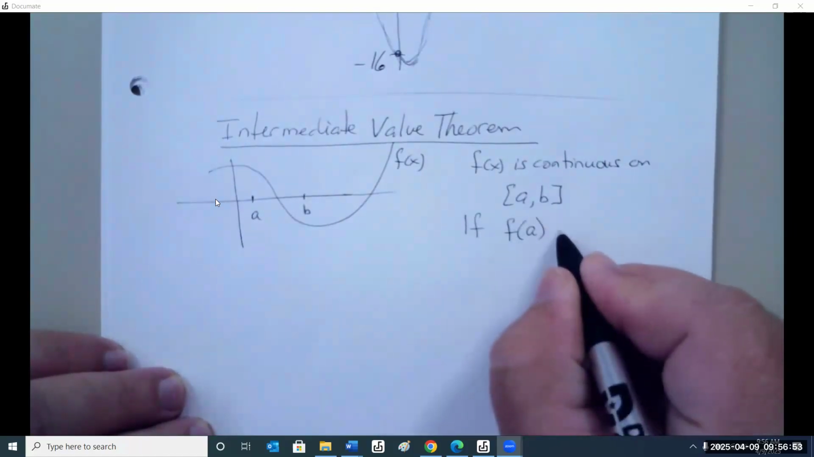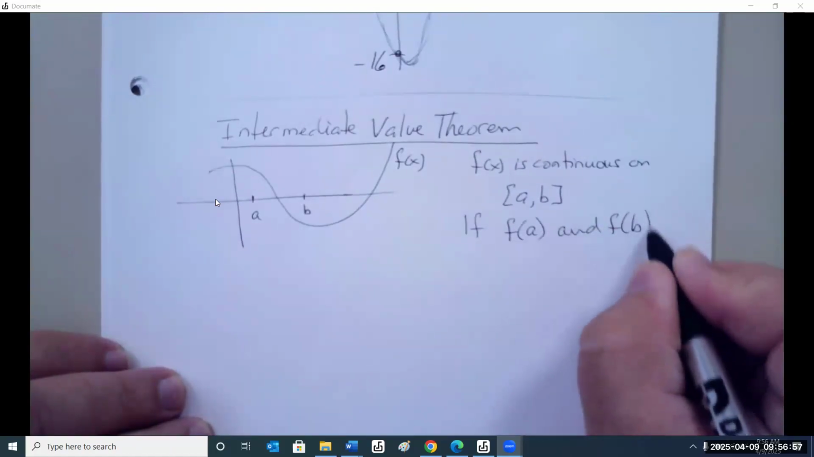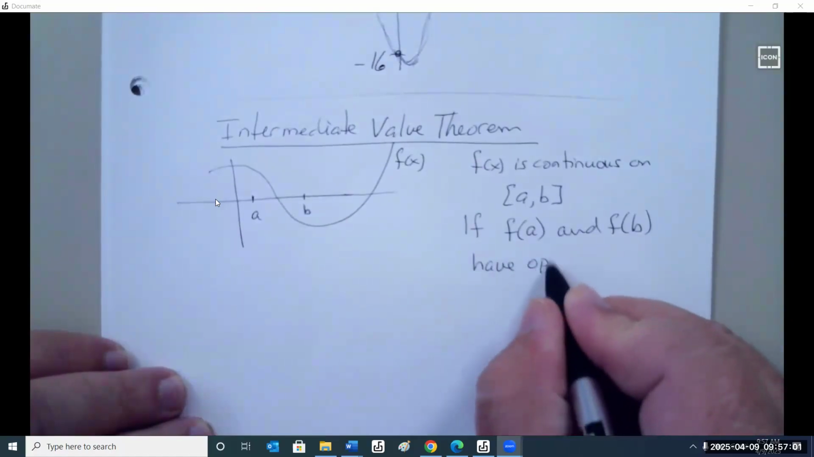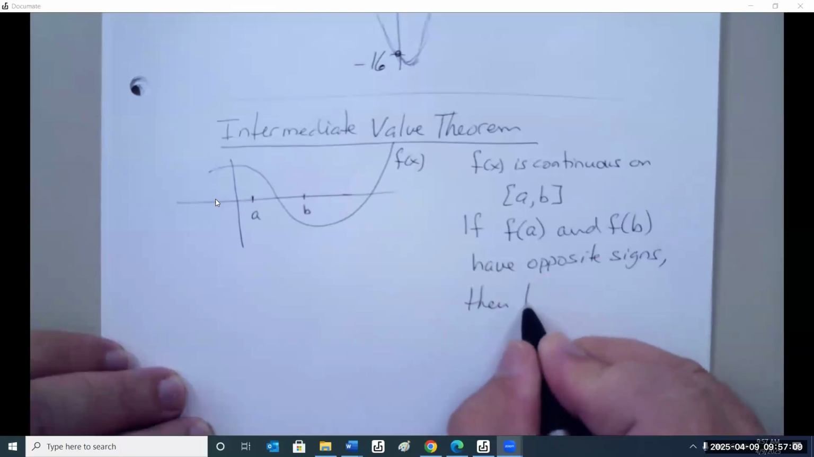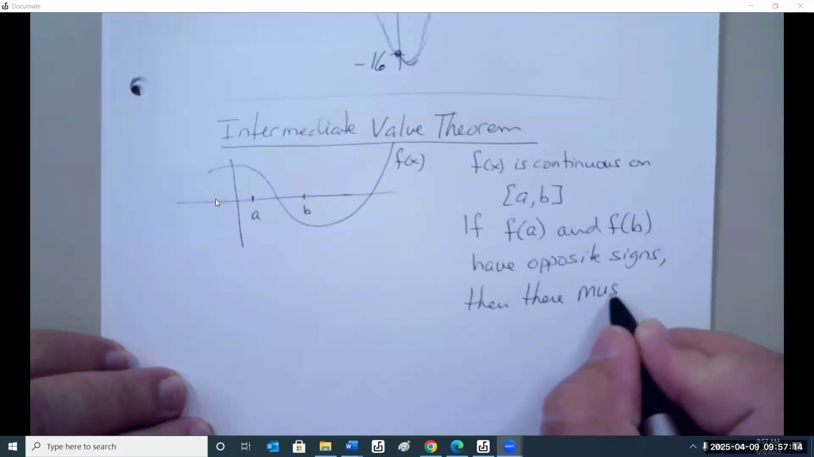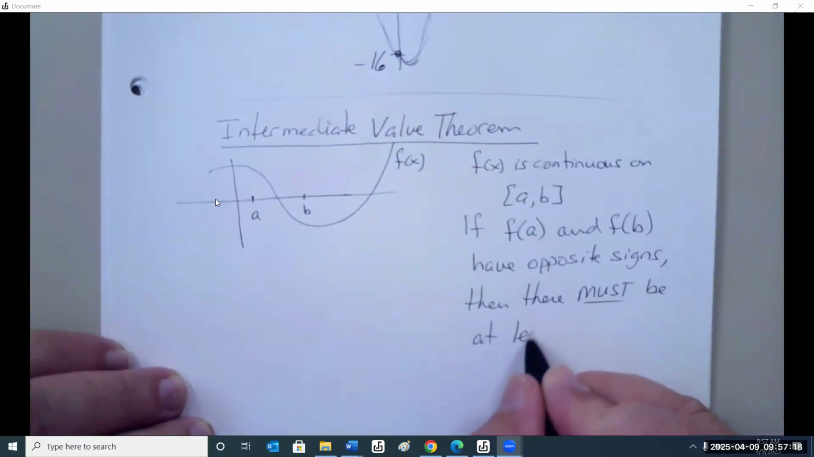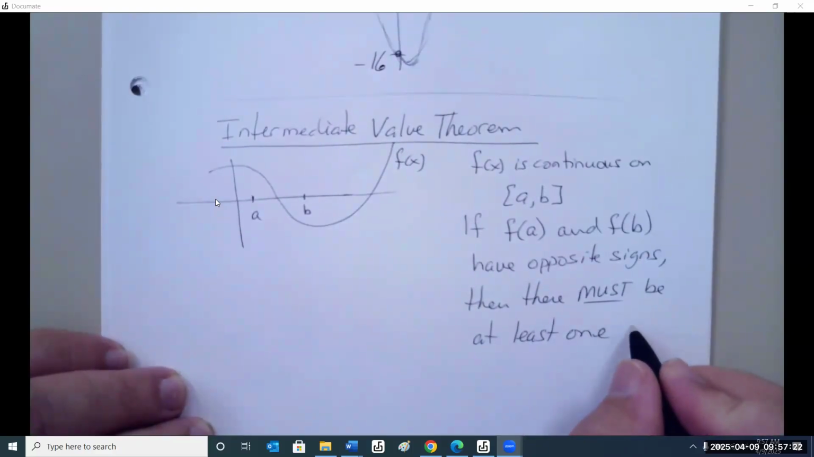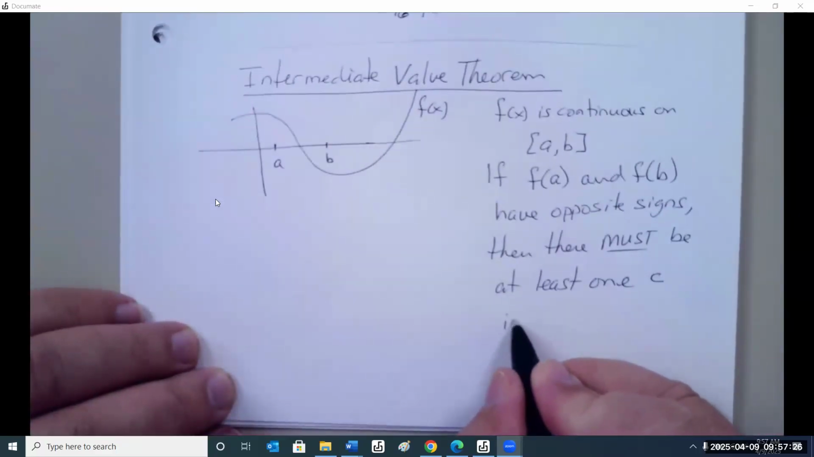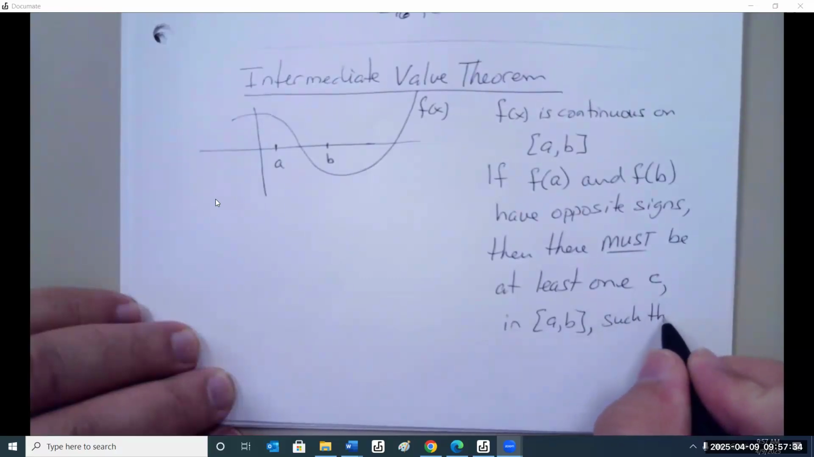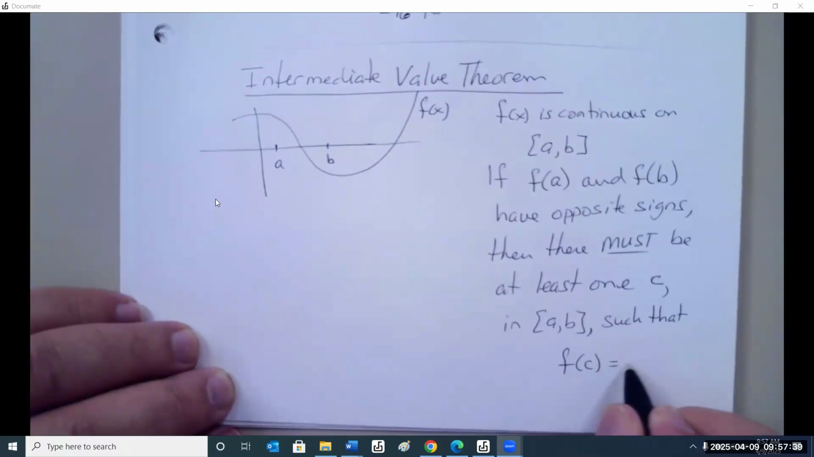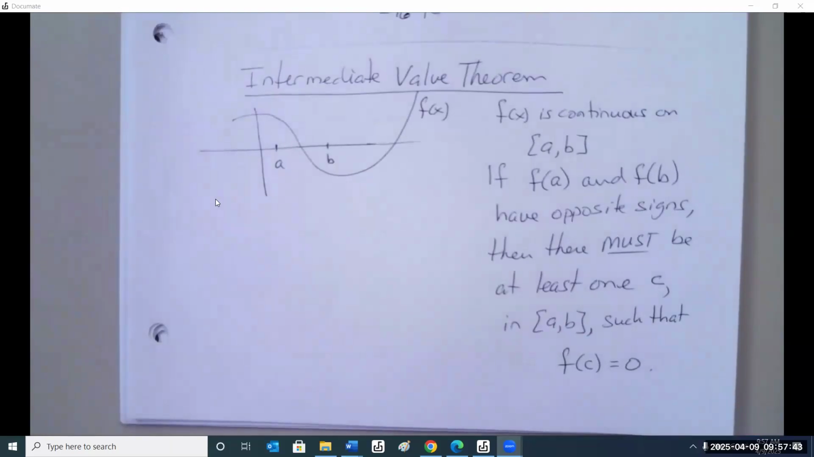If f of A and f of B have opposite signs, then there must be at least one C in the interval AB such that f of C is equal to 0. A lot of words, it means it's a lot easier to look at it in the picture.